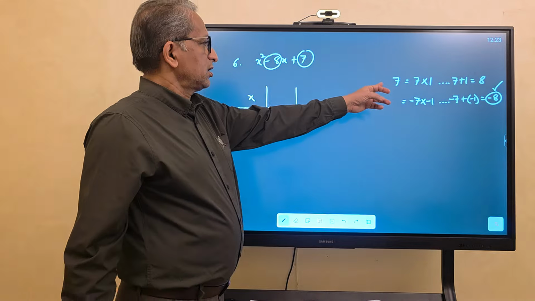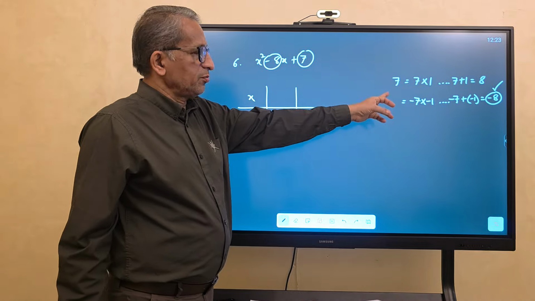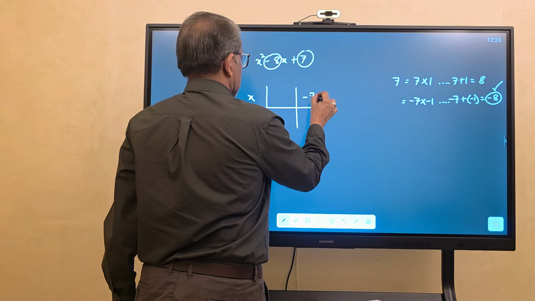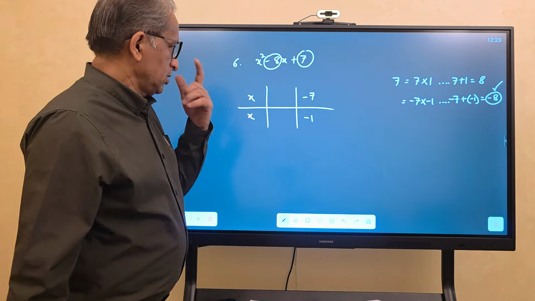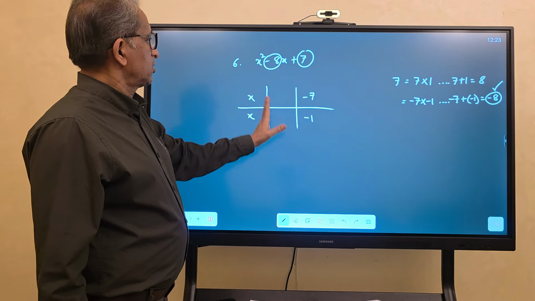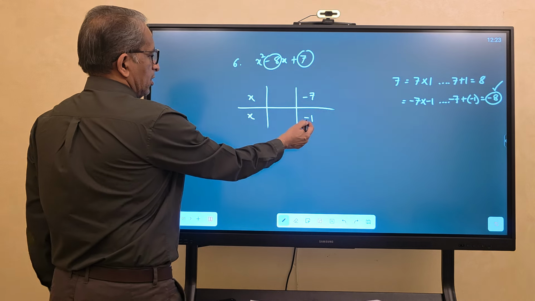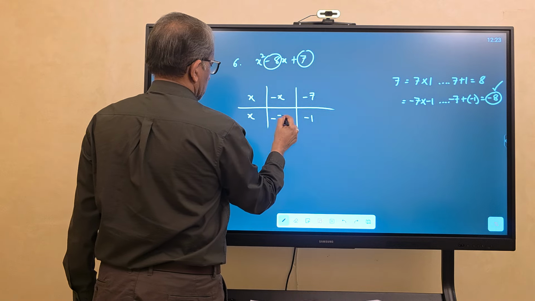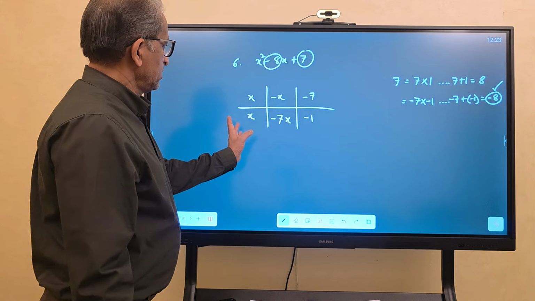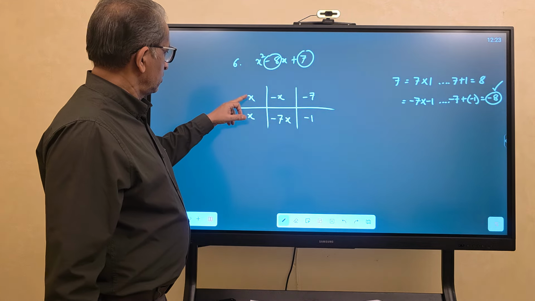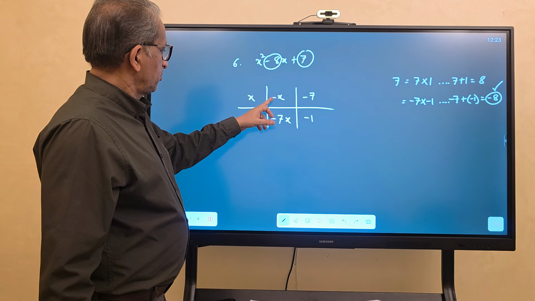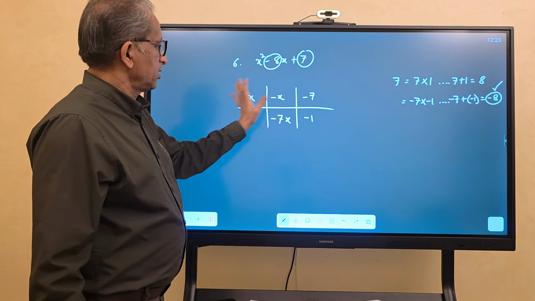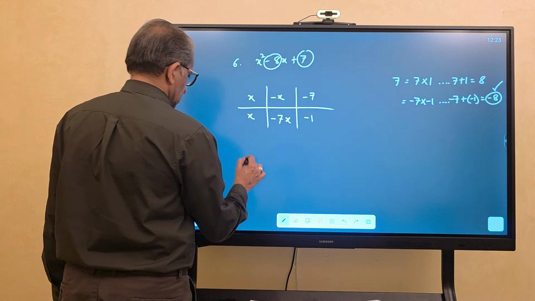So that means I will not take 7 and 1. I will take minus 7 and minus 1. You see that when you fill all the values here, it should give you the same thing. Minus 7 into x, minus 7x. Now let's see whether my table is perfect. See, x into x is x square, minus 7x, minus x, minus 8x, minus 1 into minus 7, plus 7. So it is perfect.